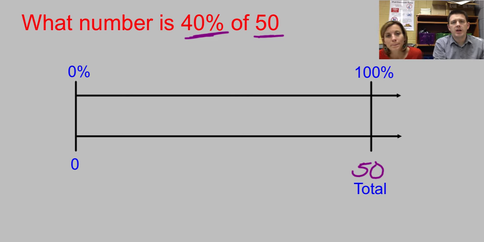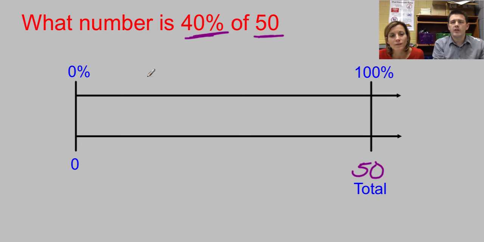Now, Mrs. King talked us through it last time. We want to find 40% along our percent line. So we've got to figure out how do I break up between 0 and 100 to make sure I land on 40 at some point. Well, we've got two choices. We could count by 20s or you could count by 10s. I'm going to choose to count by 20s.